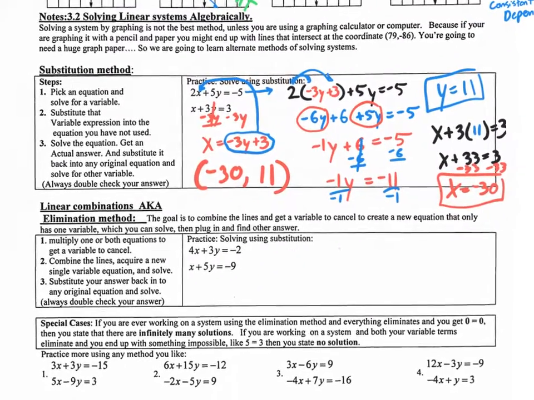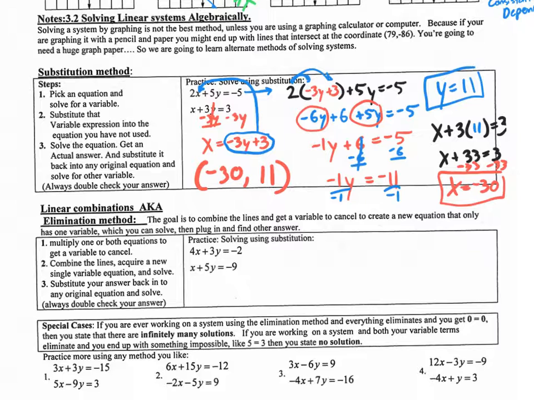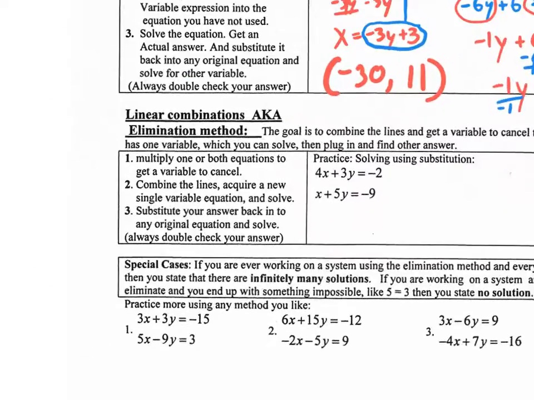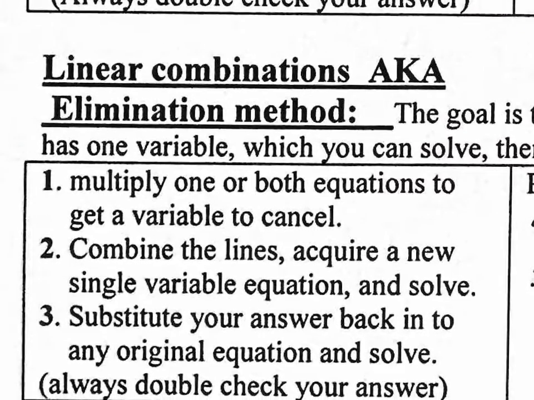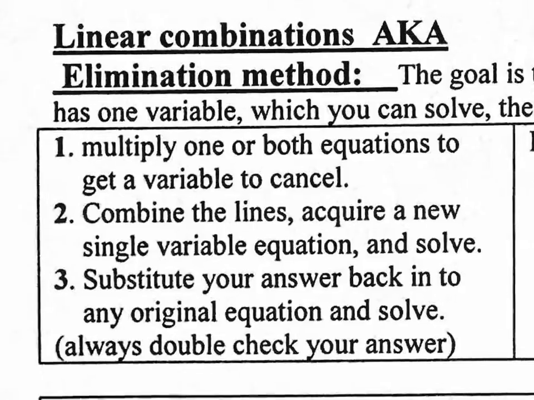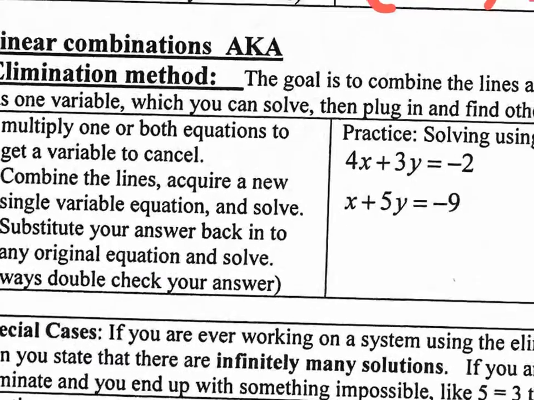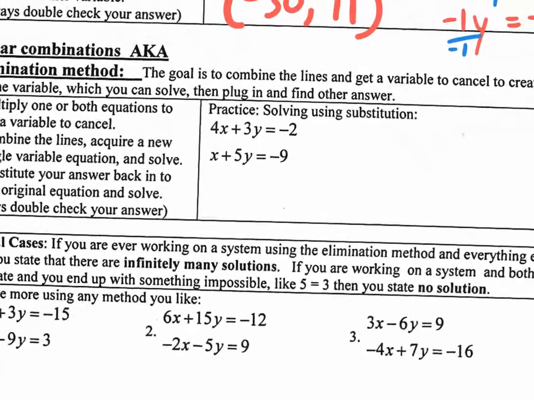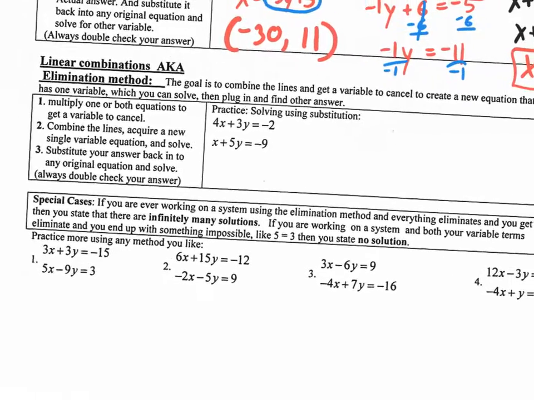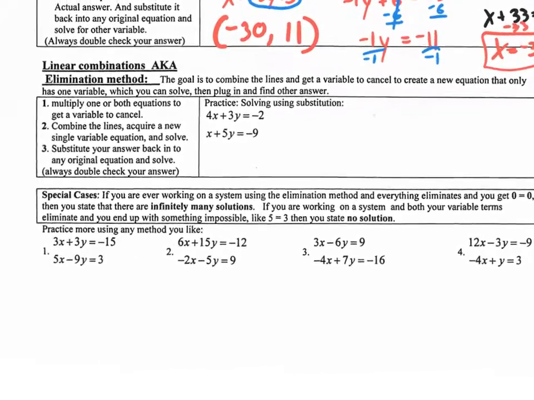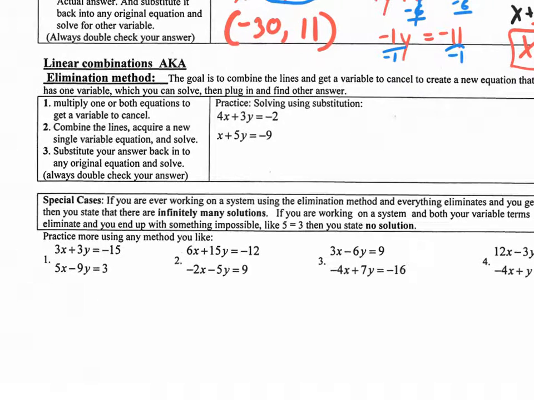So substitution, do we understand that? Yes. Is it the best method? No. Sorry, it's not the best method. What's the best method? This one right here. It's called linear combinations, also known as the elimination method. The goal here is to combine the lines and get a variable to cancel to create a new equation that only has one variable, which you can solve.